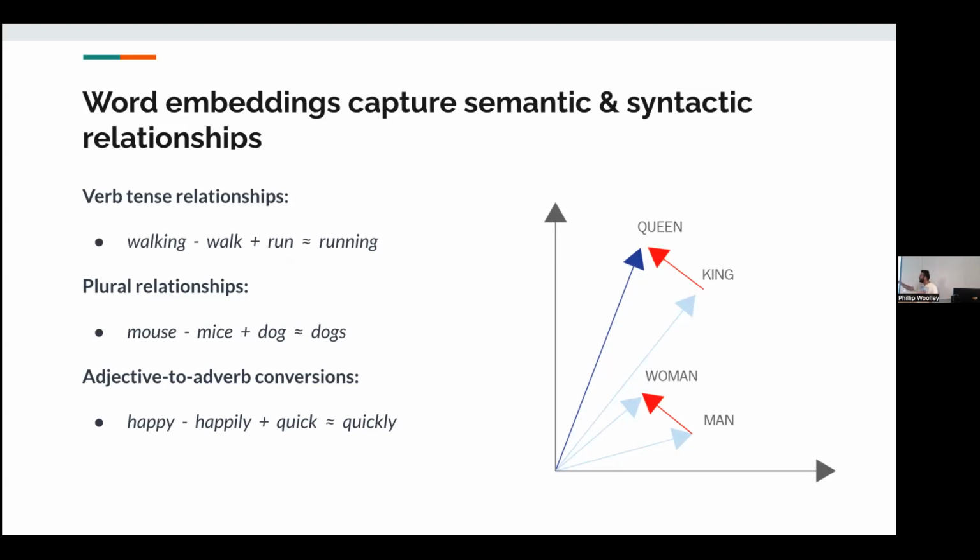And if you go to the left panel, you can see it also learns syntactic relationships. So for the first one, suppose you take the vector for walking, and then you subtract the vector for walk and add the vector for running, you will get a vector that is approximately similar to the vector that looks like running. And this is true for all the different syntactic relationships in the English language.